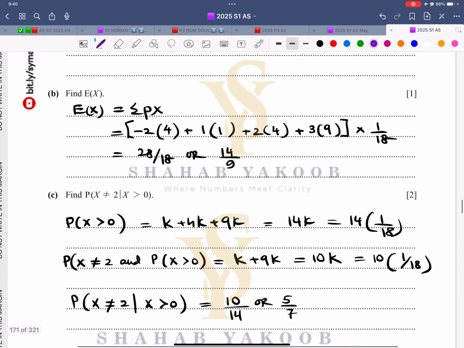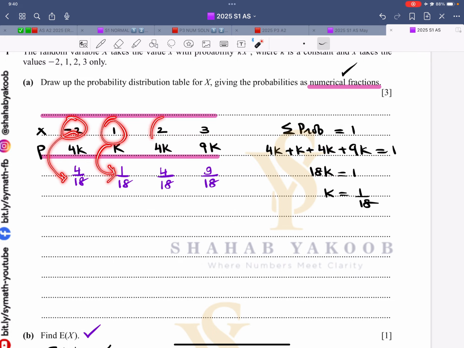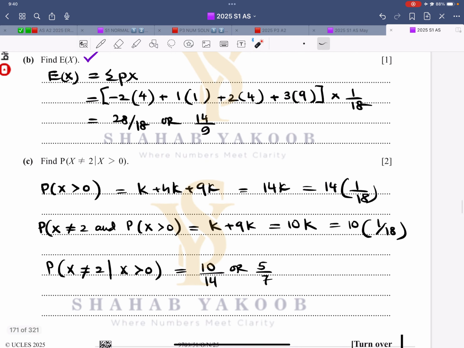Second part, find the expectation of x, that is taking these values of x and multiplying them with the corresponding probability. So basically, -2 into 4 plus 1 into 1 plus 2 into 4 plus 3 into 9, and then divide once by 18, because you have followed my instructions and you have not divided it. So this comes out to be 14 over 9. Now what exactly is this part?